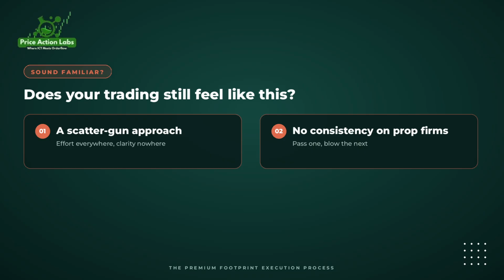It will not be fixed by your psychology. It won't even be fixed by a proper strategy that lacks order flow. And that's what the presentation is for.